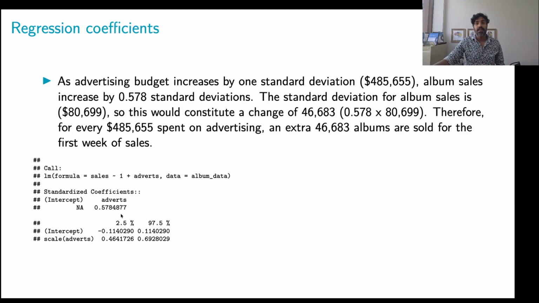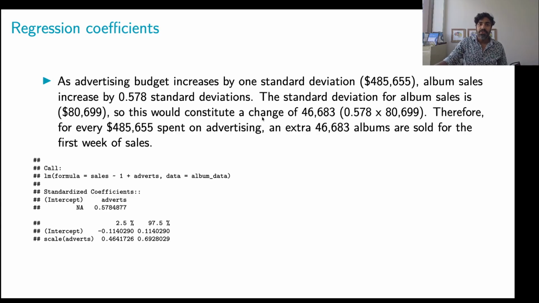Now, we can convert those values, right? If we know what the standard deviation of advertising budget is, that's what that standard deviation represents. So in this example, it's 485,655. The standard deviation for album sales is 80,699, but for advertising budget, it was 485,000. So this is just based on the data that's there.